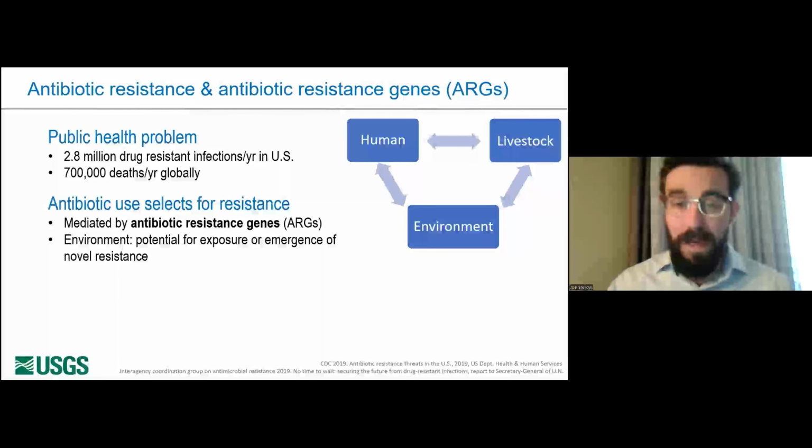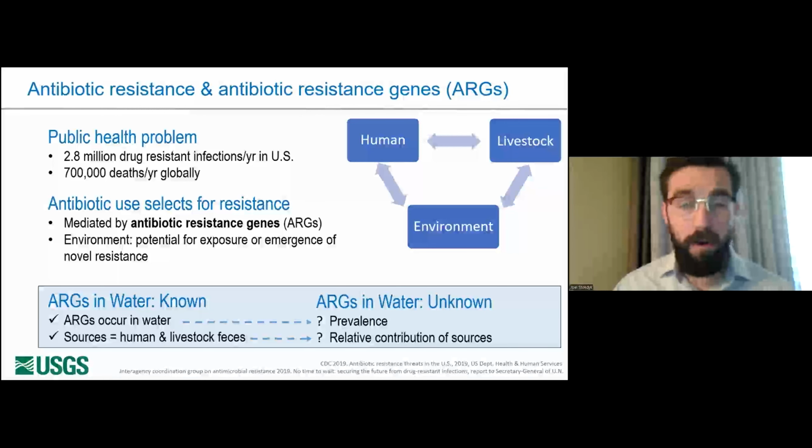So these contaminants can make their way to the environment, and once there, we have two general concerns. One of them is that the environment is a potential point of exposure to these contaminants for humans and for livestock. And the other concern is a little more broad, that the environmental compartments can serve as reservoirs where the bacteria exchange genetic material and where potentially novel resistance can emerge.